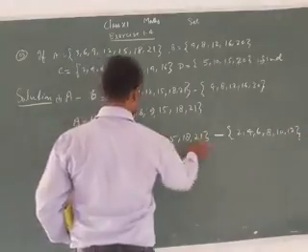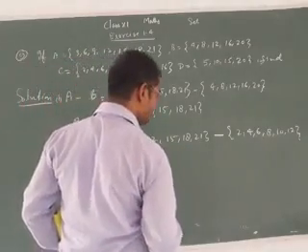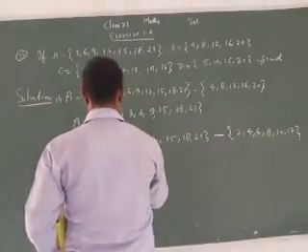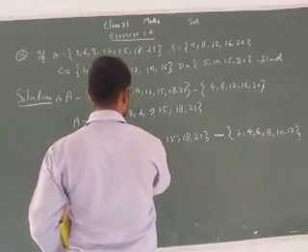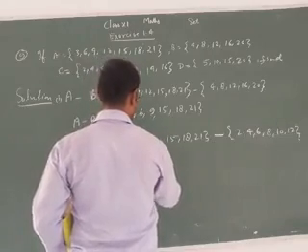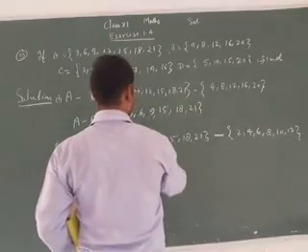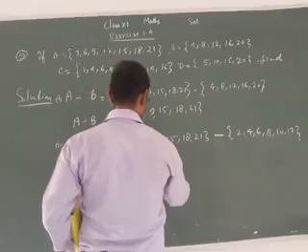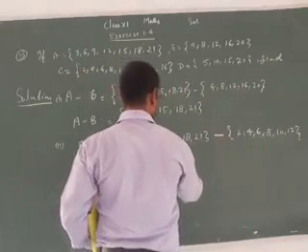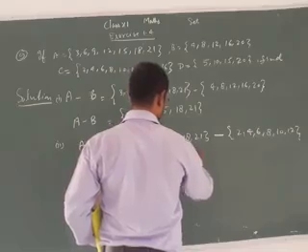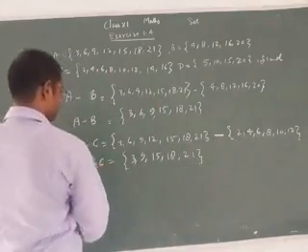So A minus C means those elements of set A not present in set C. So 3, and also 9: 3 not present in C, 9 not present in C, 15 not present in this, 18 not present in this and 21 not present in this set. So this is A minus C.